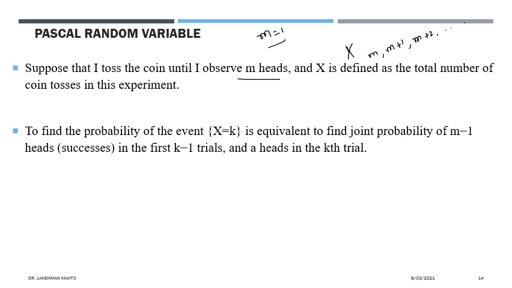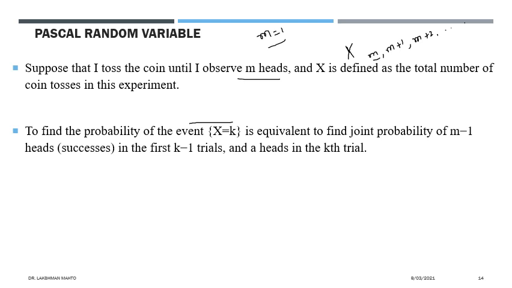Again, these are integer values. So better notation, in place of x, a small x, we will denote it by k, a small k. Suppose we are taking an event x equal to k, that x is observing one value k. How can we find this probability? That means it is talking about in kth trial we are observing m number of successes. So how can we find directly the probability of this event?